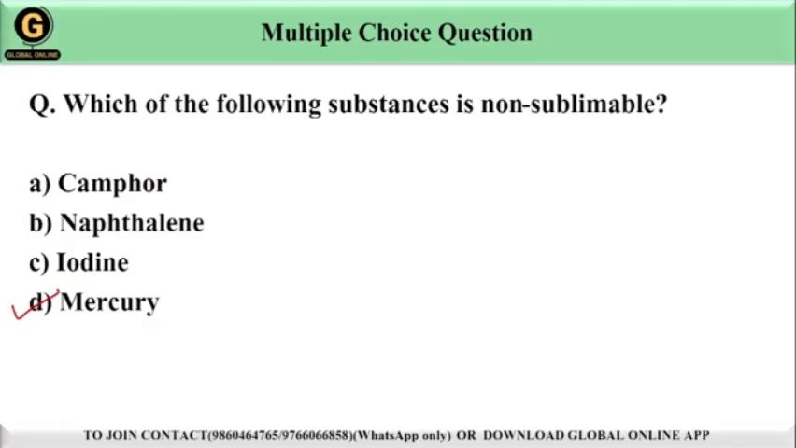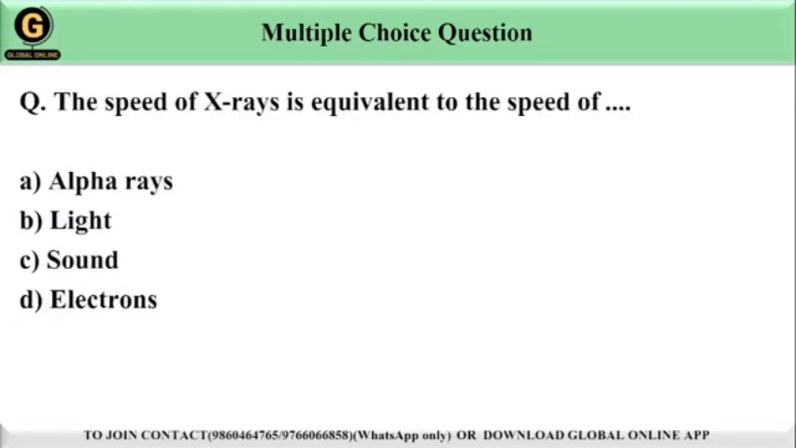Let's move to the next question. The speed of X-rays is equivalent to the speed of dash dash. We have options for this question. Option A, alpha rays. Option B, light. Option C, sound. And option D, electrons. The correct answer will be option B, light, because X-rays travel at the speed of light in a vacuum, which is approximately 3 × 10⁸ meters per second. This is because they are a form of electromagnetic radiation like visible light, while alpha rays, sound and electrons move at different speeds. That's why the correct answer is option B, light.